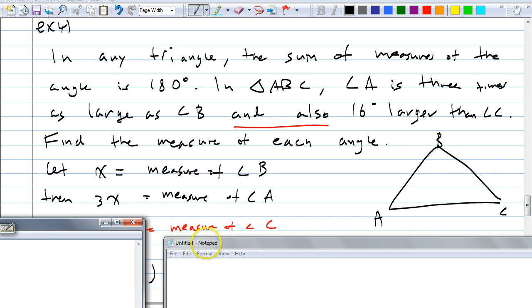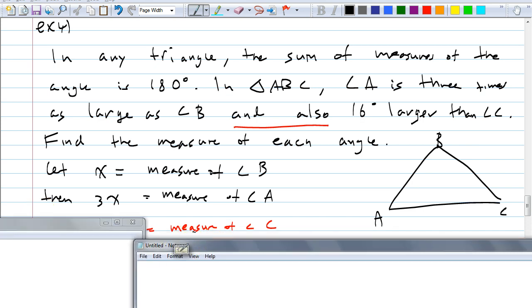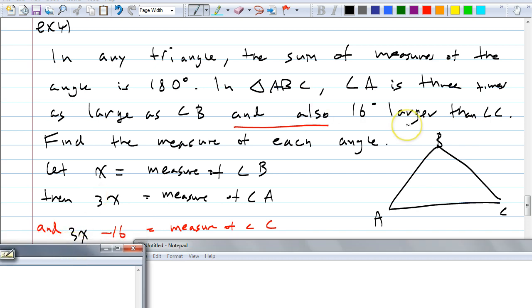So how can we represent the measure of angle C if they told us that A is 16 degrees larger than C? If A is 16 degrees larger than C, C is 16 degrees smaller than A. Isn't that what they mean? Okay, so how do we do that? Dakota. 3x minus 16. How many people think it was 3x minus 16? Where did we get 3x from? The measure of angle A. Exactly right. If A is 16 degrees larger than C, C is of course 16 degrees less than A, right? And we know what A is. It's 3x. So if you subtract 16 degrees from A, you get the measure of angle C.